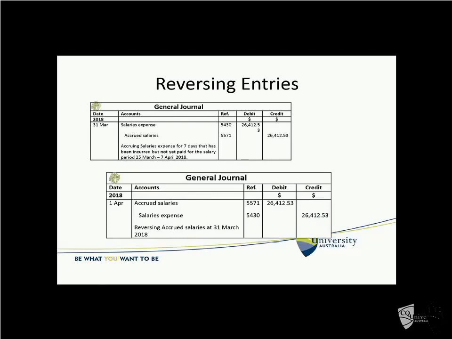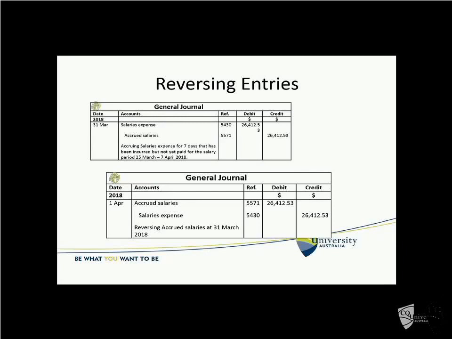So what we do is we just do the reverse. We increased the salaries expense on the balance date. Now we take it back out again. So the $26,412 that we increased the salaries expense by, we now reduce. Reducing the expense is a credit. And the accrued salaries we take out, back to zero. The $26,412.53. So that's reversing the accrued salaries at 31st of March.